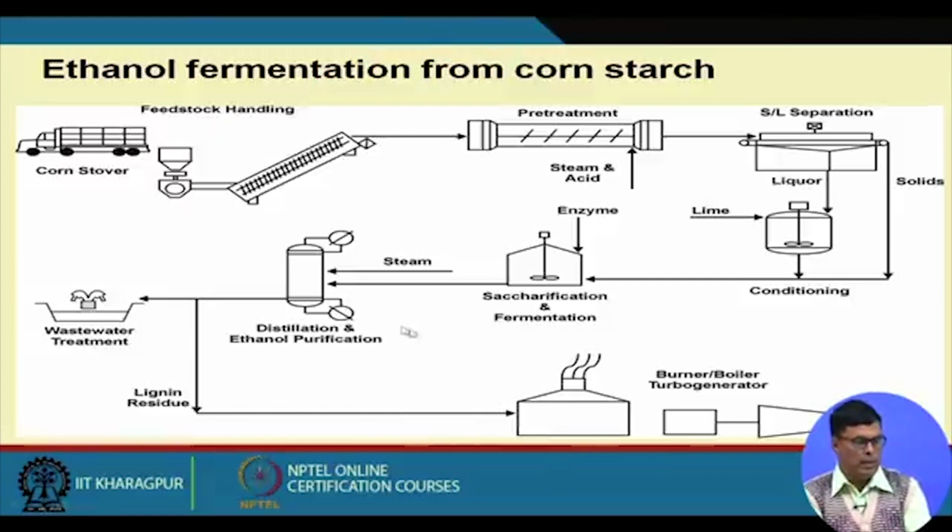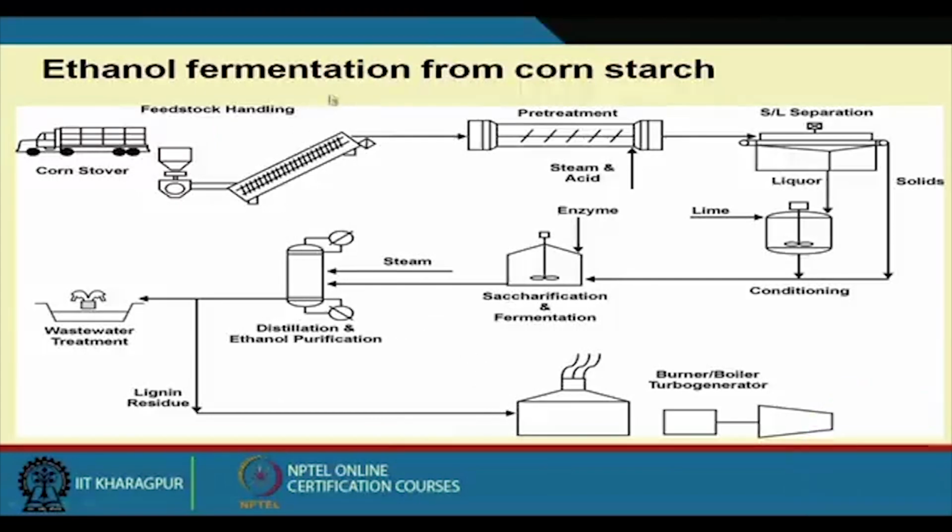Now let me give an example of one process flow diagram so that your idea will be a little bit clearer. This is regarding the ethanol fermentation process from corn starch. So corn, or stover, usually comes by truck and is unloaded here, and after unloading you do the grinding, and then this is the conveyor belt. You can see how conveyor belts can be. This is not a block flow diagram, this is a process flow diagram.